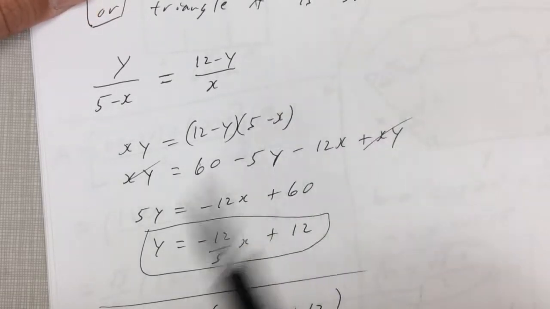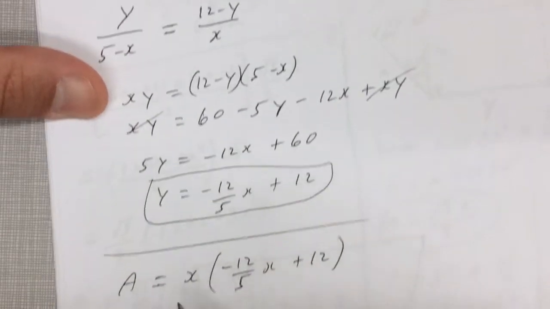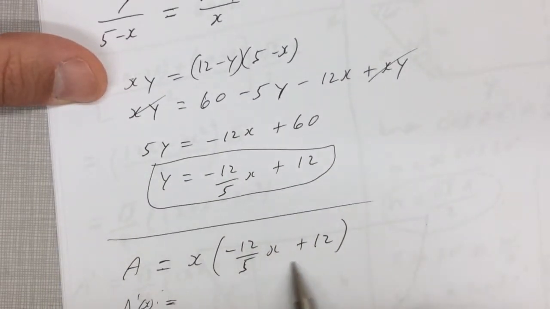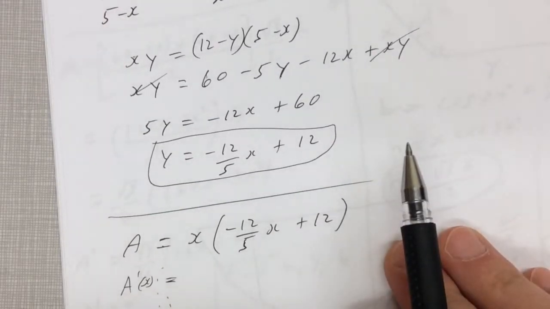So the area of that rectangle is x times y. Too many variables, so we're going to write x times this expression for y. Now we take the derivative, set it to 0, and so on. Okay, so that's number 12 set up.